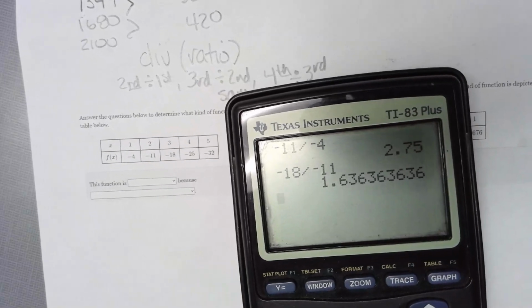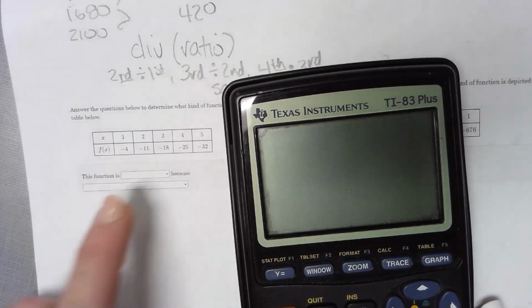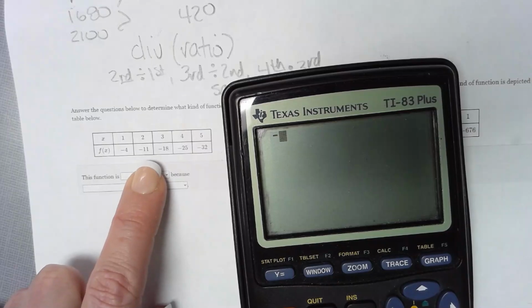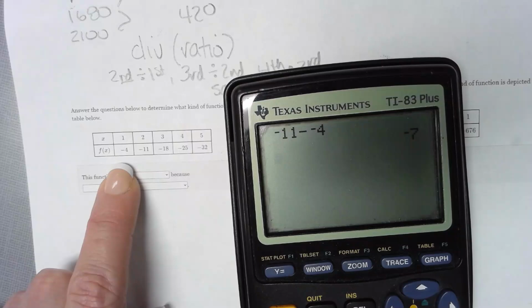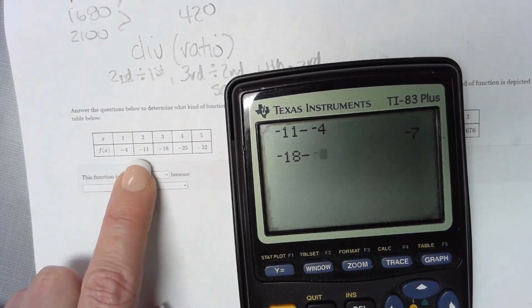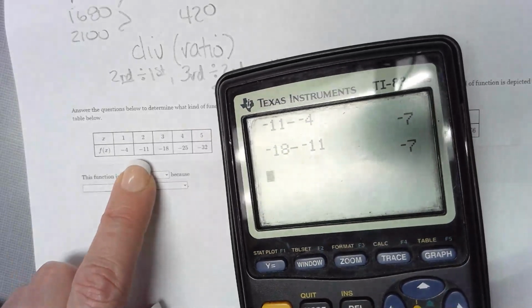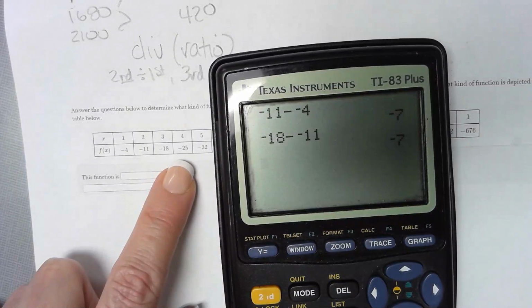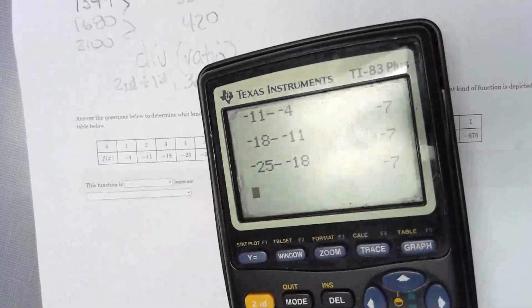The division didn't work. Now let's go to the difference. Second term, negative 11, minus the first term, negative 4. Press enter. Third term, negative 18, minus the second term, negative 11. Look what's happening. Let's try another one. Fourth term, minus negative 18. Look what happened.